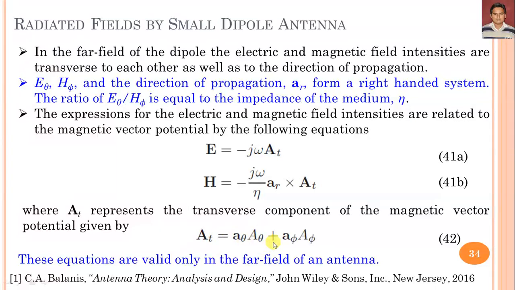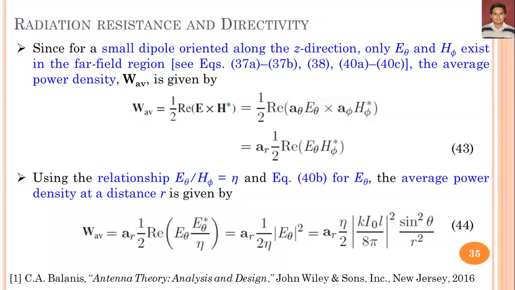A_t is equal to a_theta plus a_phi. So these equations are valid in the far field region of an antenna, and this we have discussed also. So we can say there is no radial component in a small dipole also, and the E_theta and H_phi components are perpendicular to each other. So the wave impedance is equal to the intrinsic impedance of free space. Then further we need to calculate the radiation resistance and directivity.